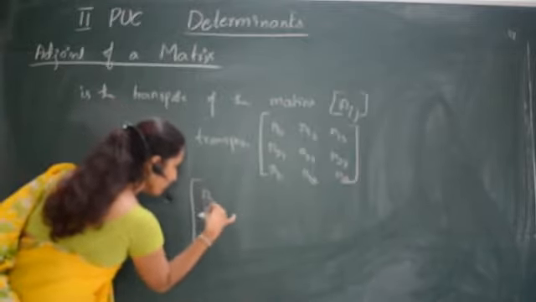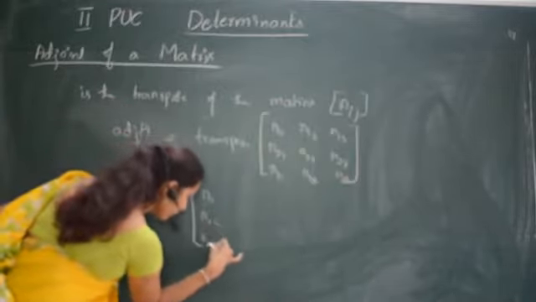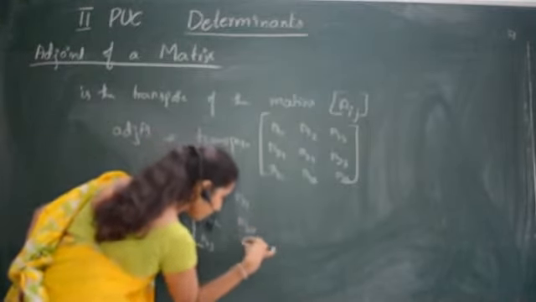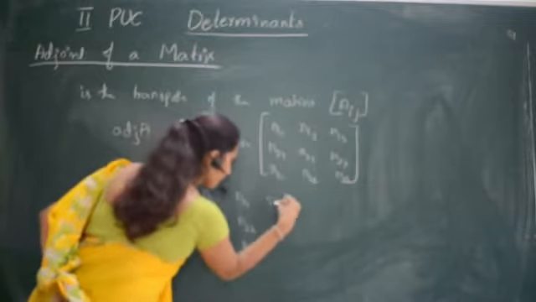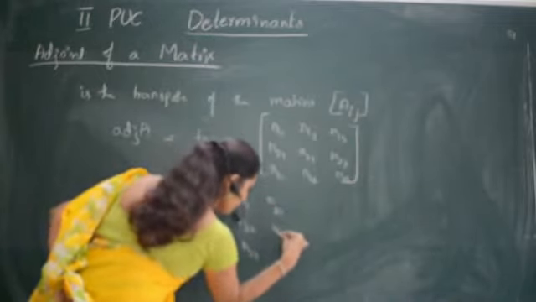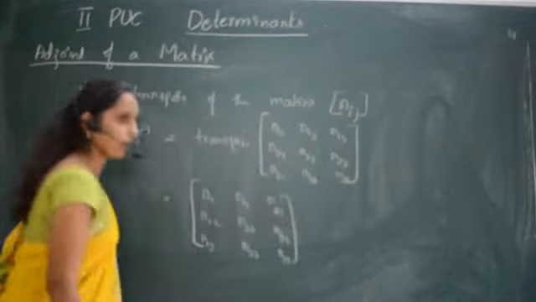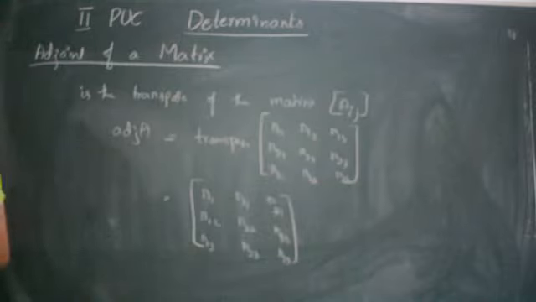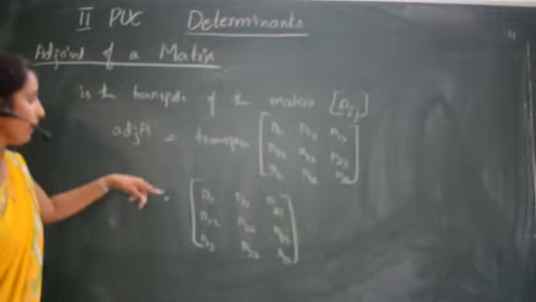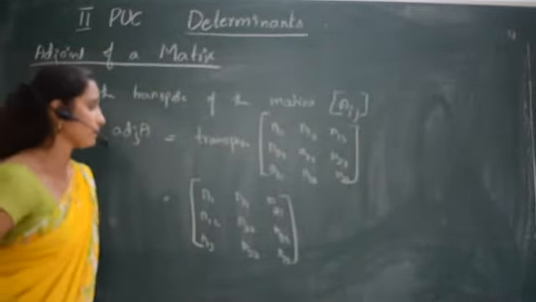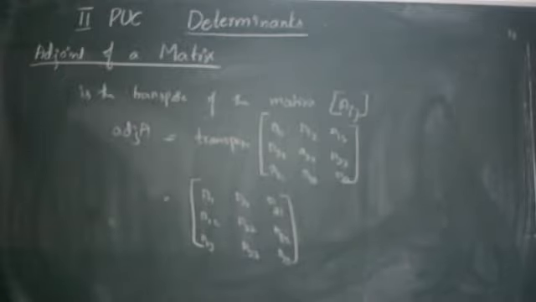So A11, A12, A13, A21, A22, A23, A31, A32, A33. So the adjoint of a square matrix is a matrix obtained by the transpose of a cofactor matrix. So this is about the adjoint of a matrix.